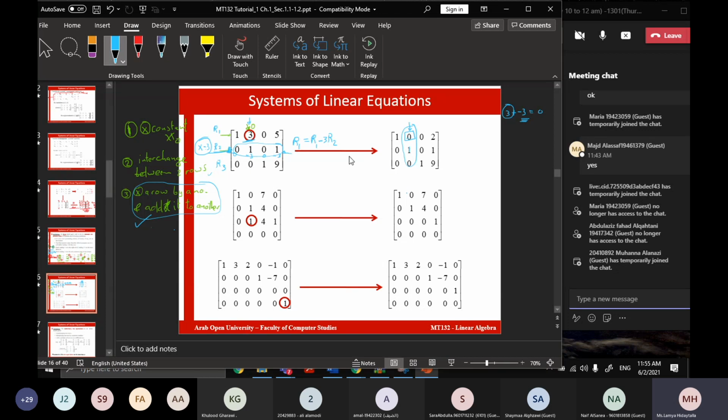In this example, I had only one step. Some of them need a lot of steps to reach the echelon form, but fortunately here I just want to make this 3 a 0. Okay.